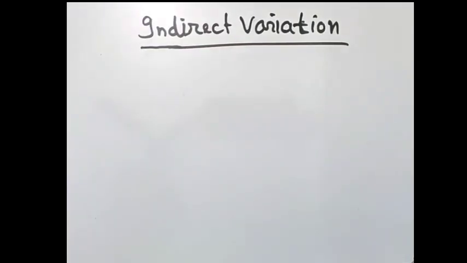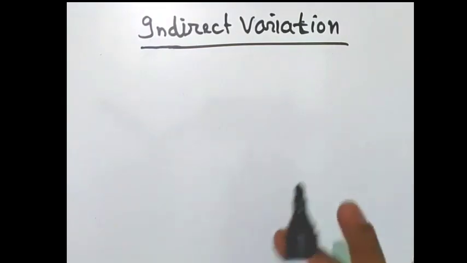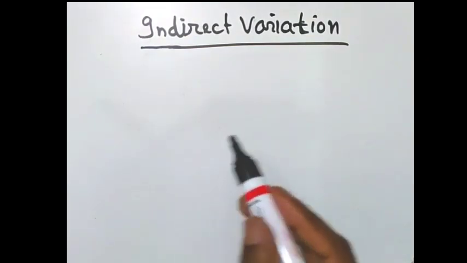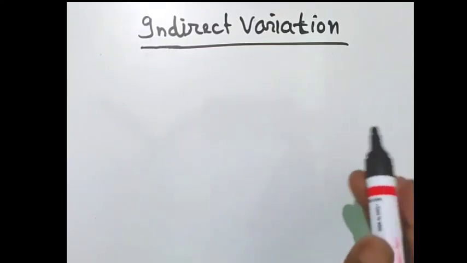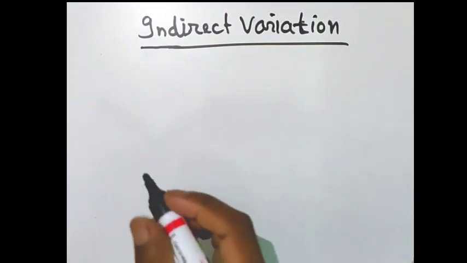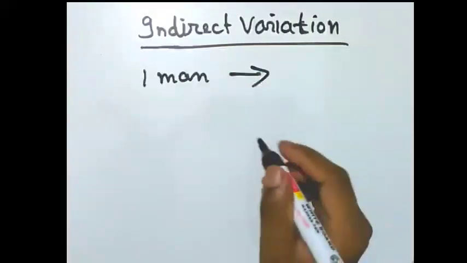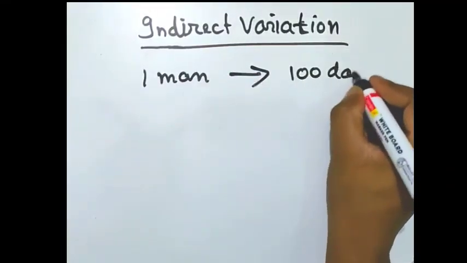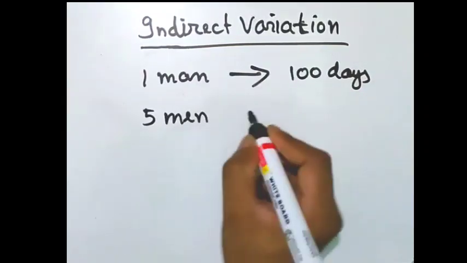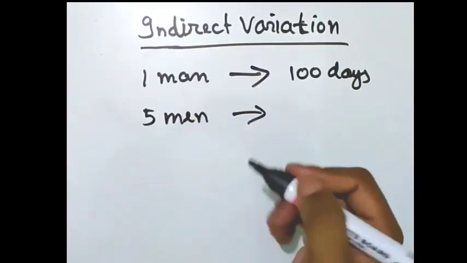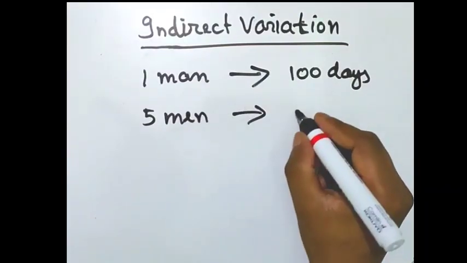Now what is indirect variation? Indirect variation is just the opposite of direct variation. Here there is an inverse relation between the ratio of the two quantities of x and the two quantities of y. Let's take an example. Let's say one man can do a piece of work in 100 days. So obviously 5 men will take less time because one man takes 100 days. So 5 men will take, let's say, 20 days.